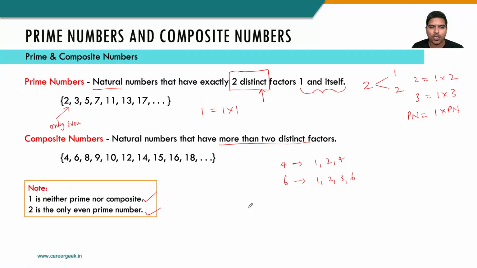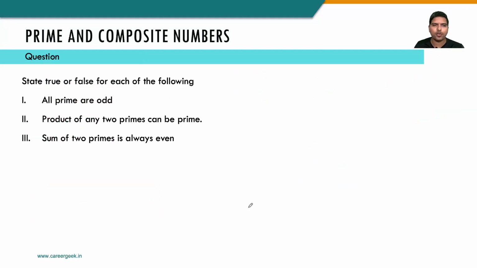So this is also important. 1 is neither prime nor composite, and 2 is the only even prime number. So make sure you write all the definitions and even the questions. So we'll solve 2-3 questions. State true or false for each of the following. First one, all primes are odd. Absolutely not, right? So this is false.